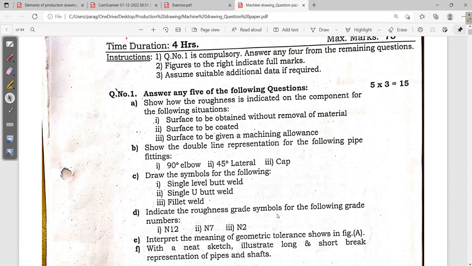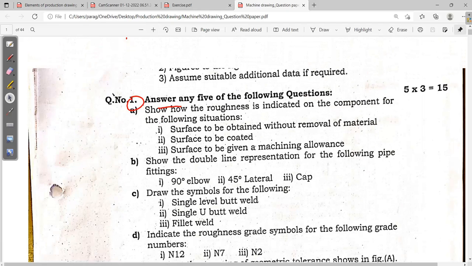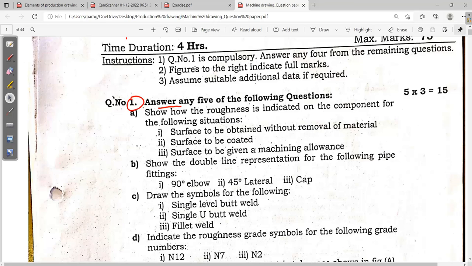Now if you see this first question, the first question directly depends on this unit. Can everyone see this? Just reply to me. Yes, sir. Just read this first question. Show how the roughness is indicated on a component for the following situations. Roughness to be obtained without removal of a material.